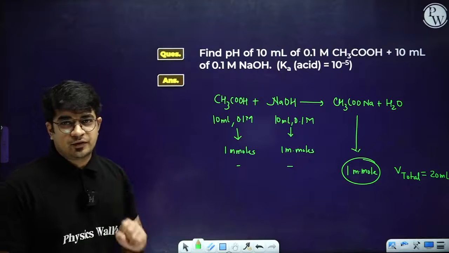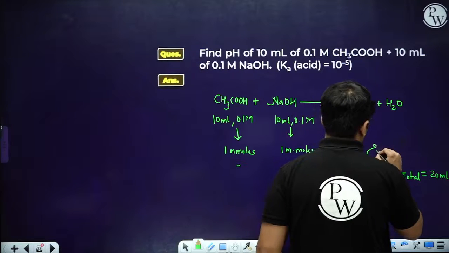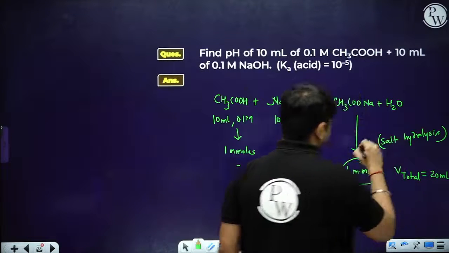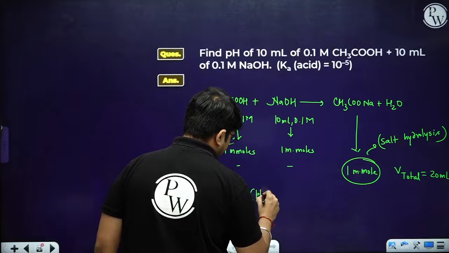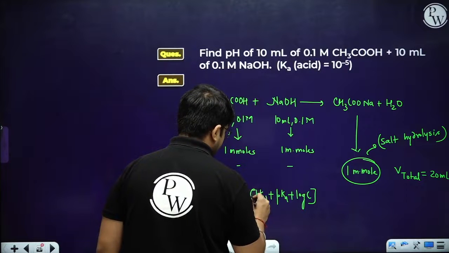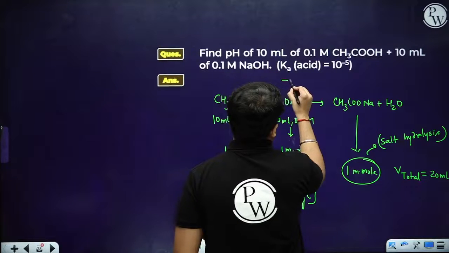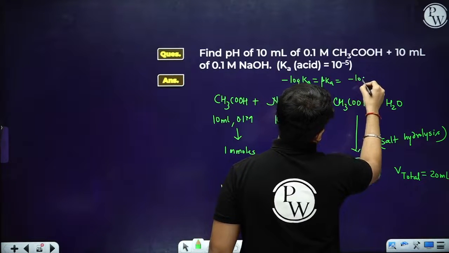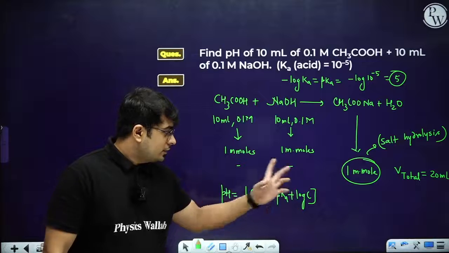Now this question is not from buffer because both are equal, both are completely consumed. Now it is the case of salt hydrolysis. In case of salt hydrolysis, you easily know how to calculate the pH. So pH will be equal to 1/2 (pKw plus pKa plus log C). That will be the entire formula. pKw you already know. pKa, minus log Ka, will be equal to minus log 10 raised to the power minus 5. That will be 5 only. So just put the value: 14 plus 5 plus log C.